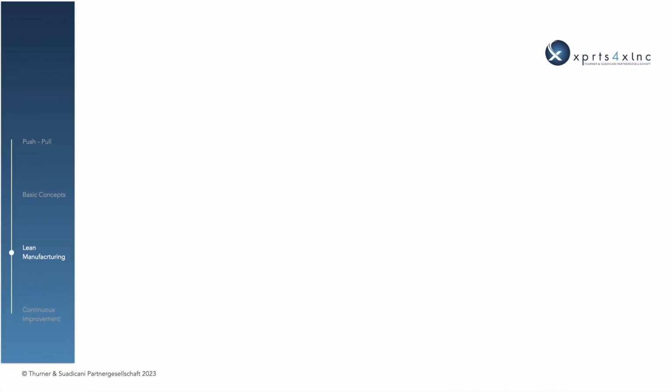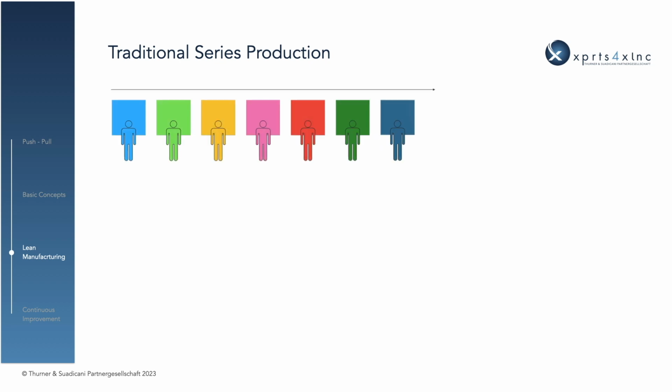Let's look at the traditional series production first. In a classic flow production, the individual workstations are arranged one after the other exactly as they correspond to the logical production steps. Often, the individual work contents are reduced to minimal activities, so that each individual step requires only a few seconds or minutes. This makes it easy to create a TOCT.